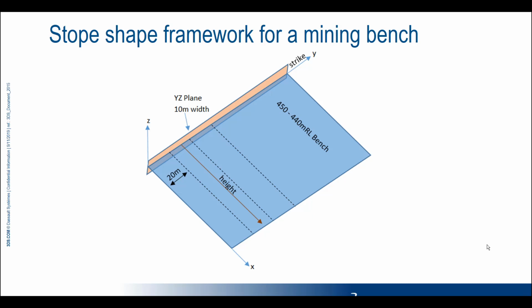Just stripping all that away, this is a simplified view of what that framework would look like. I've changed the perspective, so just to put your eye on it, this is the y-axis here, the x or cross strike axis. Our ore body lives in here, a north-south ore body, and this is showing a typical slice for a single bench. In today's example, 10-metre mining benches.